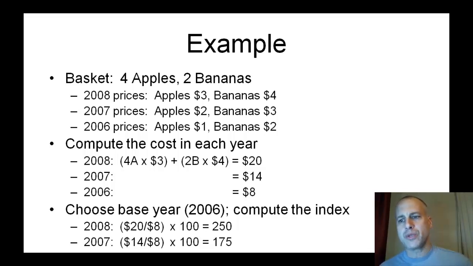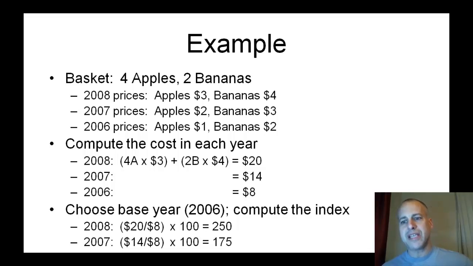So then what we do is we choose the base year, in this case 2006, and compute the index. And the index is the ratio of the cost of the bundles in each of the years divided by the cost of that same basket in the base year. So we can see that in 2008, the basket costs $20 divided by the $8 cost in the base year, and we see that we have an index equal to 250. In other words, the price of our basket has gone up by 150% relative to the base year.